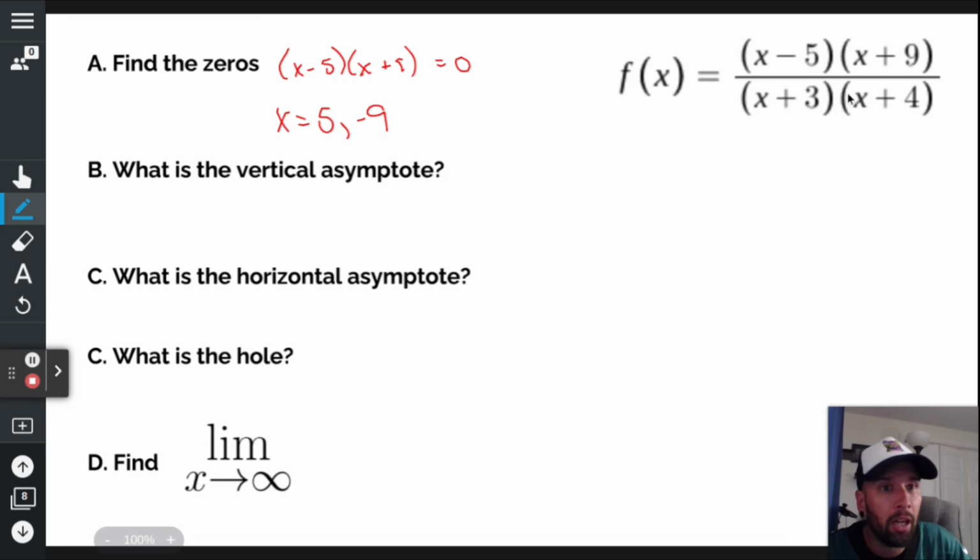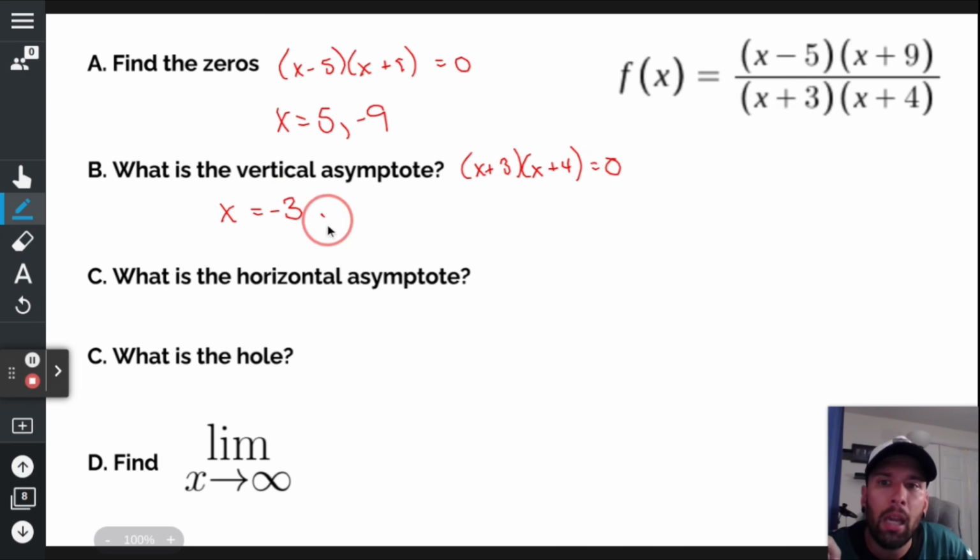Since nothing upstairs and downstairs repeats, my vertical asymptotes exist at the opposite down here. So where does x plus 3 and x plus 4 equal 0? Well, the opposite of plus 3 and plus 4, so one of my vertical asymptotes is going to be x equals negative 3, and the other vertical asymptote is going to be the equation x equals negative 4. I'm writing it out like this because they're both equations, whereas these guys are x values.